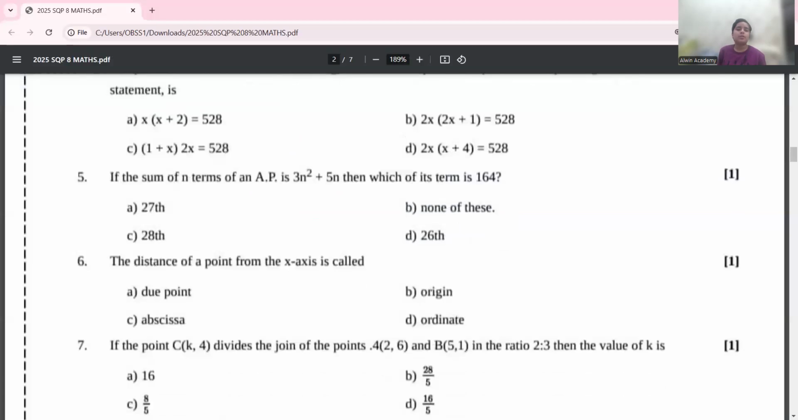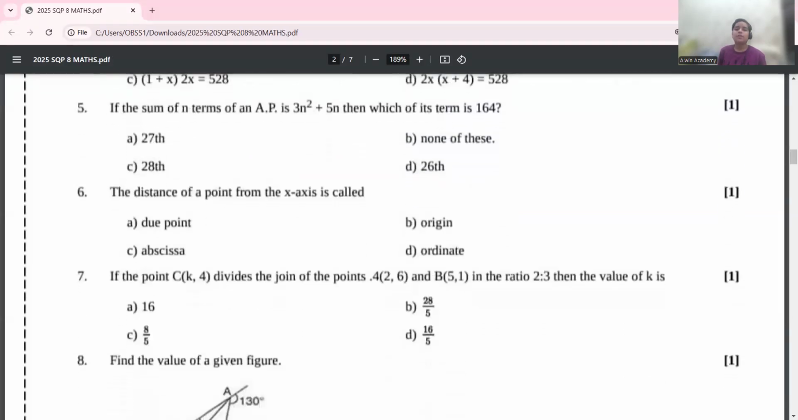So going to the next question. If the sum of n terms of an AP is 3n square plus 5n, then which of its terms is 164? Now sum of n terms is 3n square plus 5n. If I first put in the value of n as 1, then I get a1 or S1, because sum of one term is nothing but the same term only. So we get 3 times 1 square, that's 3, plus 5 times 1, that's 5. We get 8. Now I put in 2 here in place of n. So I actually get a1 plus a2. So we have 3 into 2 square, 3 fours are 12, plus 5 into 2 is 10. So 12 plus 10 is 22.